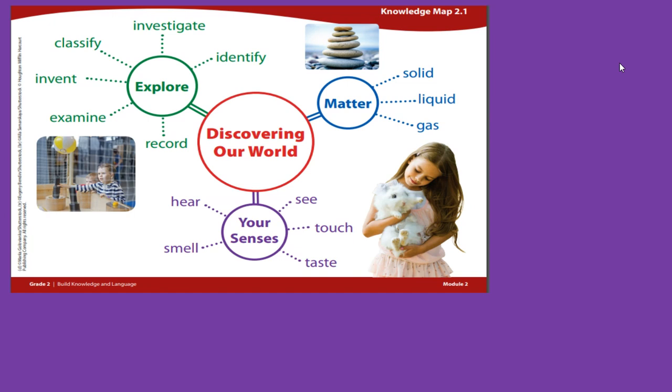Let's take a quick look at our knowledge map for this module. In the center in red, you will see Discovering Our World. That is our main theme that we are going to be talking about for 3 weeks: last week, this week, and next week as we continue through Module 2. And we discovered last week that we can talk about states of matter to figure things out about our world. And we talked about solids and liquids and gases. We also have talked about our senses and how we can use our 5 senses to help us discover our world.